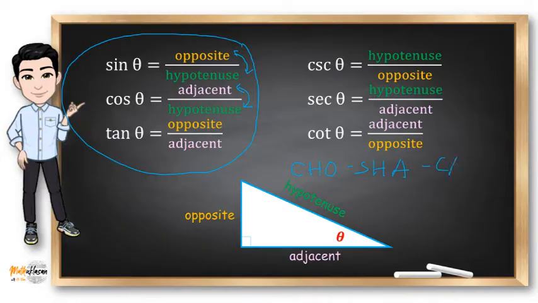Anong ibig sabihin naman ng CSC-SEC-COT? Ganun lang din. C stands for cosecant, is equal to hypotenuse over opposite, while S is secant, equal to hypotenuse over adjacent. Yung C naman ay cotangent equals adjacent over opposite. So, pwede nyo gamitin yung SOH-CAH-TOA model or yung tatlong natitira naman na function, pwede namang yung isa pang mnemonic.